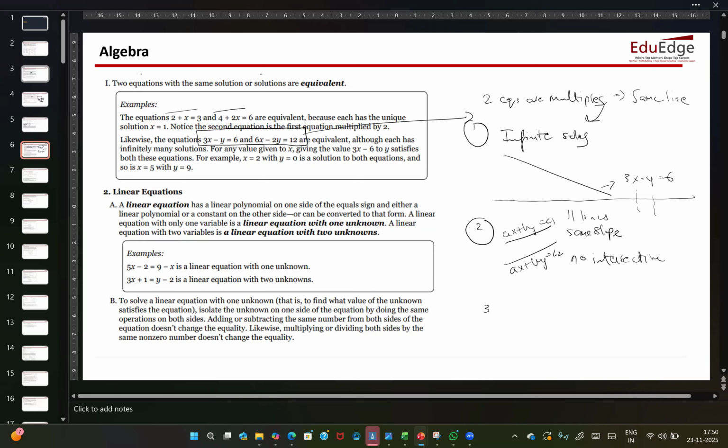Third case is where there's a solution, and this is called simultaneously solving the set of linear equations. So equation 1, equation 2, and it leads to one solution. This is simultaneous equations. This is the third case. Now, coordinate geometry also will be doing simultaneously here.